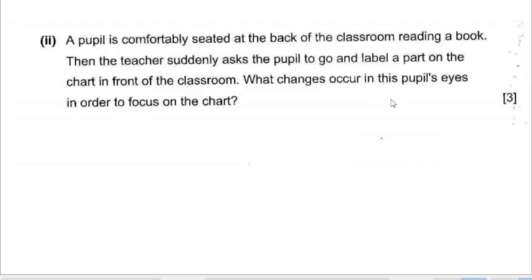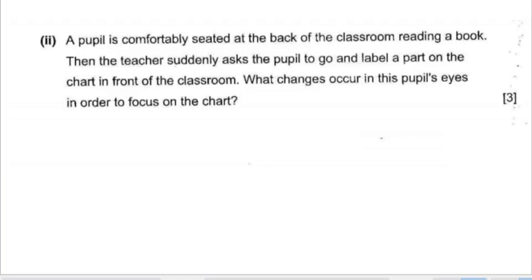So this pupil was viewing the chart from nearby. Okay, so the object was near. So what changes occur in this pupil's eyes in order to focus on the chart? What will happen is that when the pupil is near the object, the eye is going to adjust itself. The ciliary muscles are going to contract while the suspensory ligaments are going to relax. When this happens, the lens will shorten and become thicker. Once the lens becomes thicker, it will refract more light in order to focus on the what? On the retina.